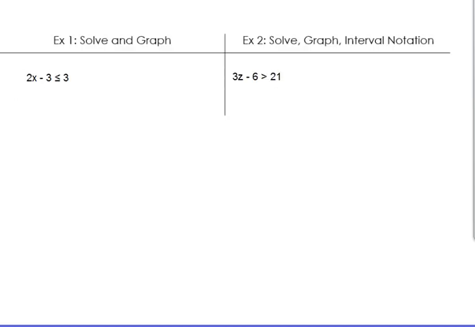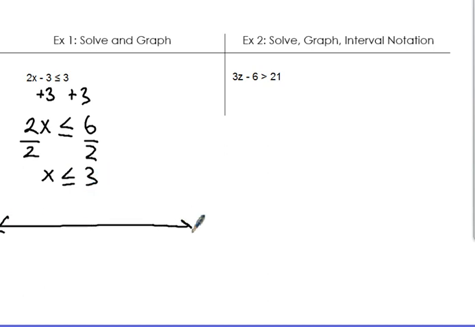Here are our first examples. Let's isolate the variable by adding 3 to each side. We will have 2x is less than or equal to 6. Divide each side by 2. X is less than or equal to 3. We are now ready to graph.